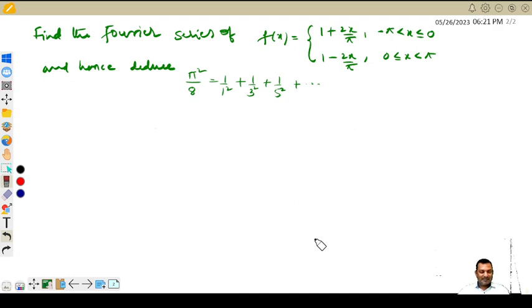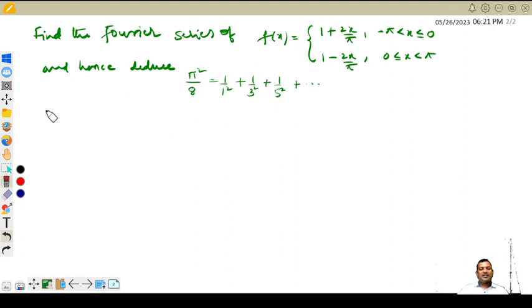Students and friends, in this video we are discussing an example on finding the Fourier series of f of x for the function 1 plus 2x by pi in the interval minus pi to 0, and 1 minus 2x by pi in the interval 0 to pi, and also deduce the result, that is pi square by 8 is equal to 1 by 1 square plus 1 by 3 square plus 1 by 5 square plus and so on.